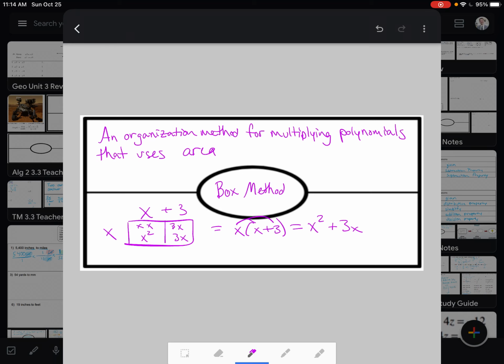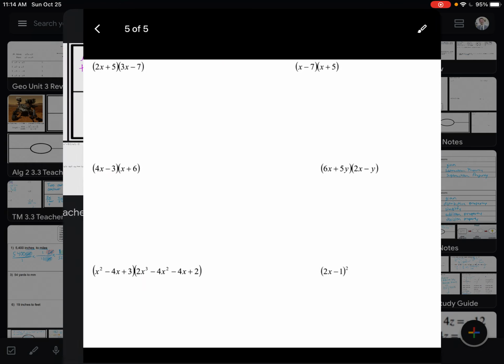So if you've done something like FOIL before, you're used to probably distributing. The box method gets you to that same answer. It just keeps you a little bit more organized, and especially when things get bigger, it's going to be a really useful strategy.